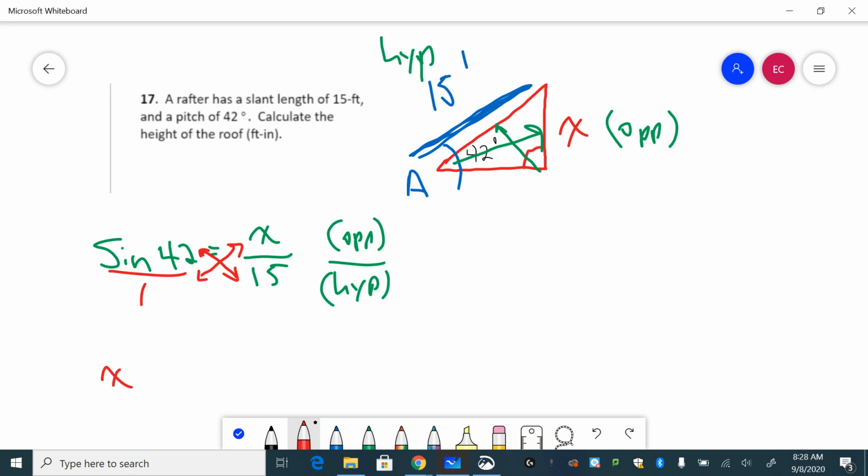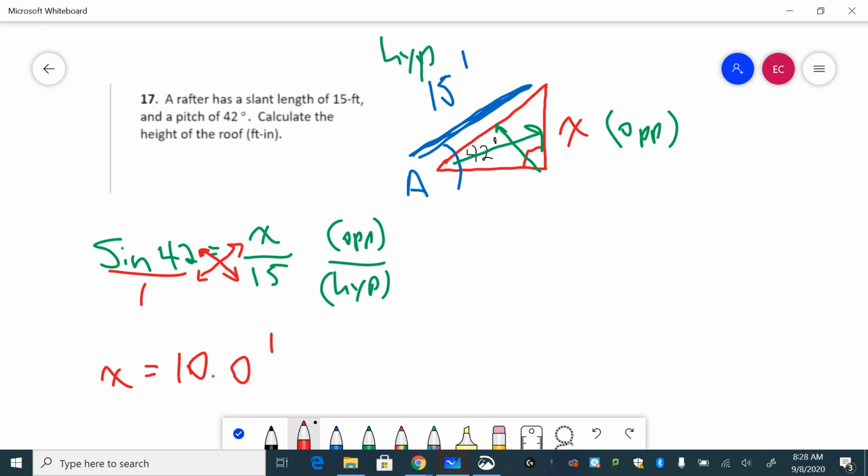So all you have to do is really type it in your calculator. So you know it's 15 times sine of 42. And I just typed that all in my calculator and I hit equals. So I've got 10.0 feet. So I'm going to put 10. I'll put the point 0 so that I know I rounded to one decimal place, and I'm going to put one tick for feet, and you're done.